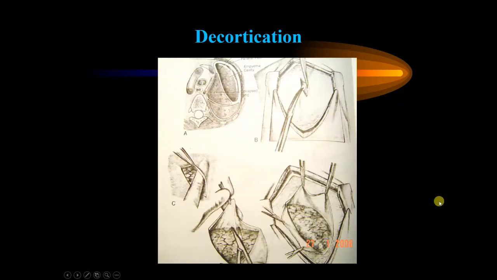Decortication is the operation of choice for patients with the chronic form of empyema, when a membrane of pus and fibrotic tissue forms around the lung, and you have to remove it to control the inflammatory process. This is how it looks schematically in this picture.